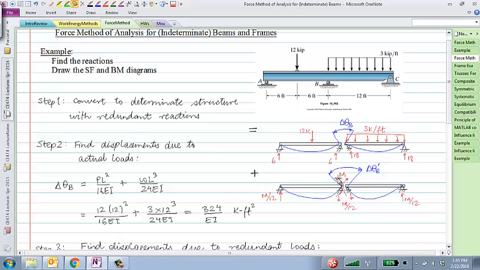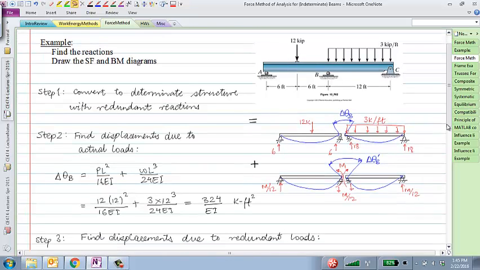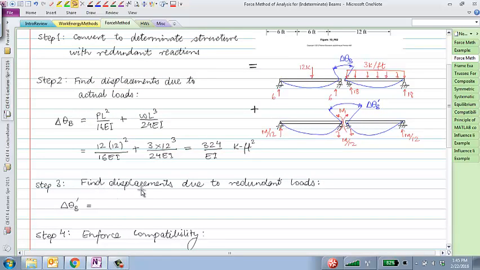Now, the second part is to try to find the flexibility due to this redundant moment. So that's step 3, which is basically saying find displacements due to the redundant loads. It can be find rotations. So maybe I'll write that too. Either displacements or rotations due to redundant moments. So in this case, since I've applied a redundant moment, once again, I'll go back to that table. Go back to that table, and if you scroll all the way down, there's a simply supported beam with an end moment, right? And there are 2 rotations given, theta left and theta right.